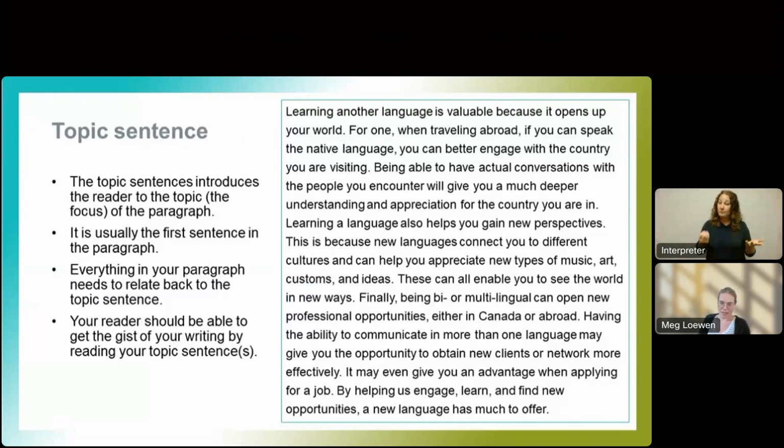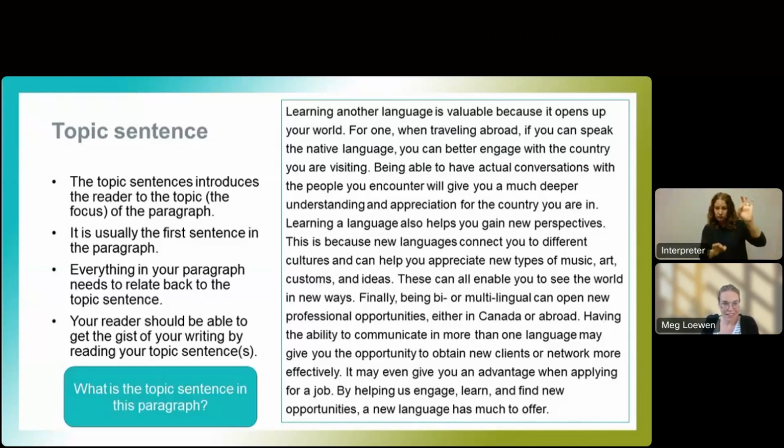So in this paragraph, we have a topic sentence. And you see the topic sentence in the paragraph. The topic sentence introduces the main idea or the focus of the whole paragraph, right? It's usually the first sentence in the paragraph.